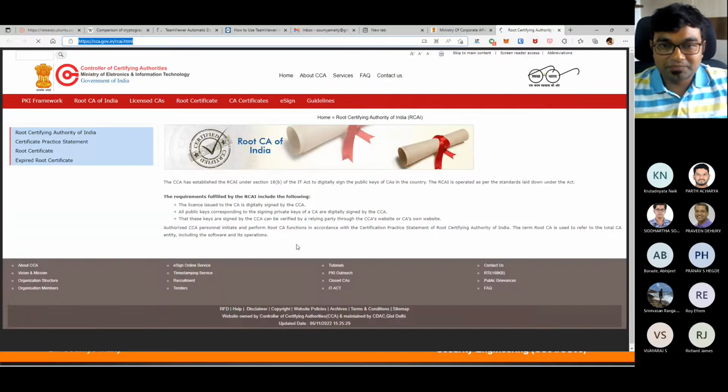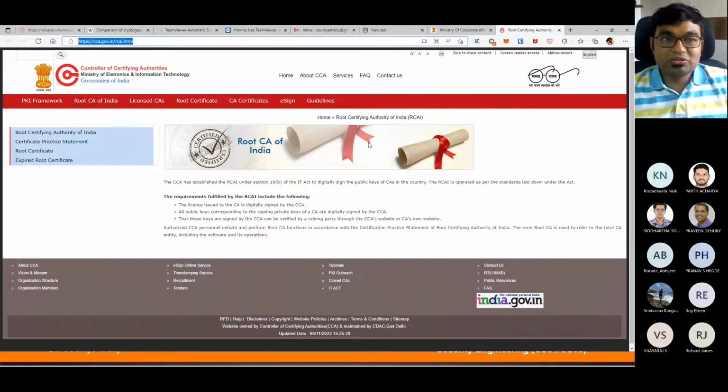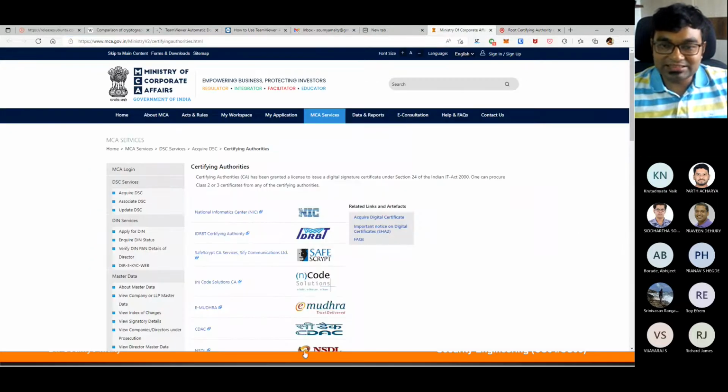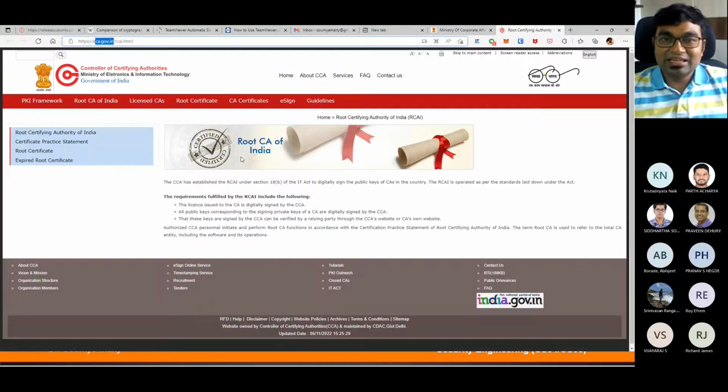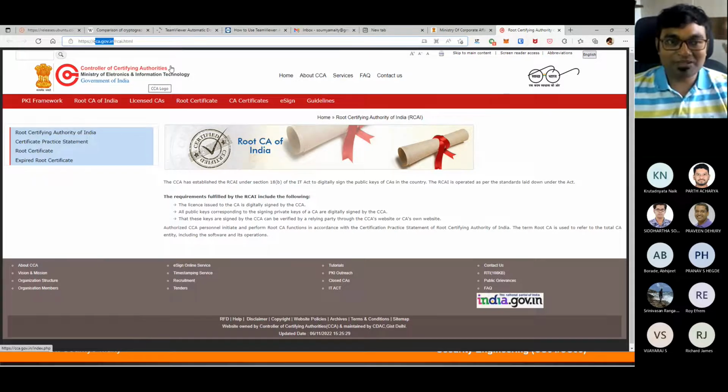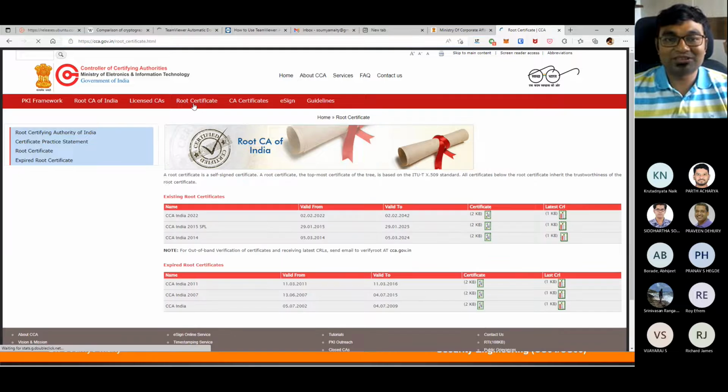If you go here, this is the root CA of India. This is a gov.in website, cca.gov. So all these certifying authorities are designated by the government of India. But on top of that, this is the root level certifying authority, which is a department inside the government of India. It is the Ministry of Electronics and Information Technology, MeitY. And the Controller of Certifying Authorities is a designated office. There is a designated department. That department actually creates all these root certificates.